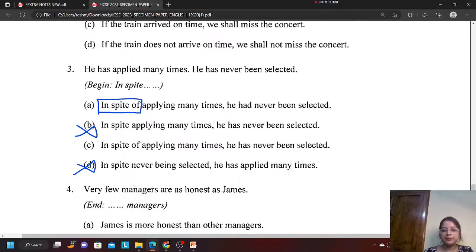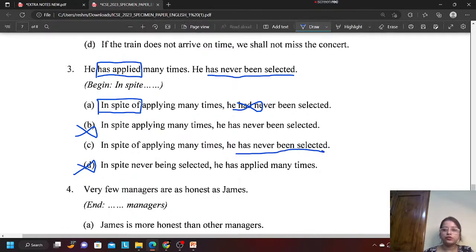Next, let's read it. Applying many times, of course, is the same. Next, you see the tense. What tense is it written in? Has never been selected, has applied. That means present perfect. So, if this was direct to indirect, you would have changed has applied, present perfect, to had applied, which is past perfect. But here it is not direct to indirect. Why will we change it unnecessarily? So we will keep it, not had. We will not keep it as had never been selected. We will not change the tense. We will keep it as has never been selected. So what is the correct answer? Correct answer is going to be option number C.